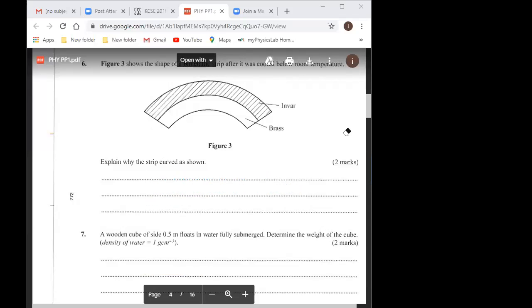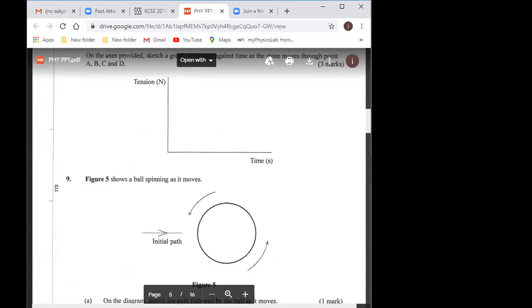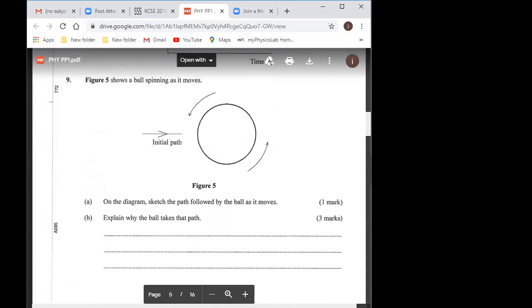Number 7, we have not covered. It is a Form 4 topic. So number 8, Form 4 topic. We move to question number 9.